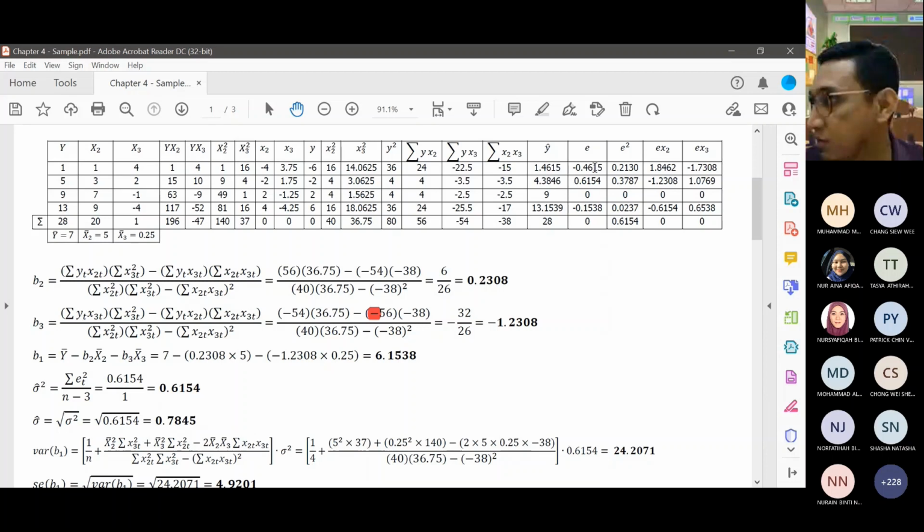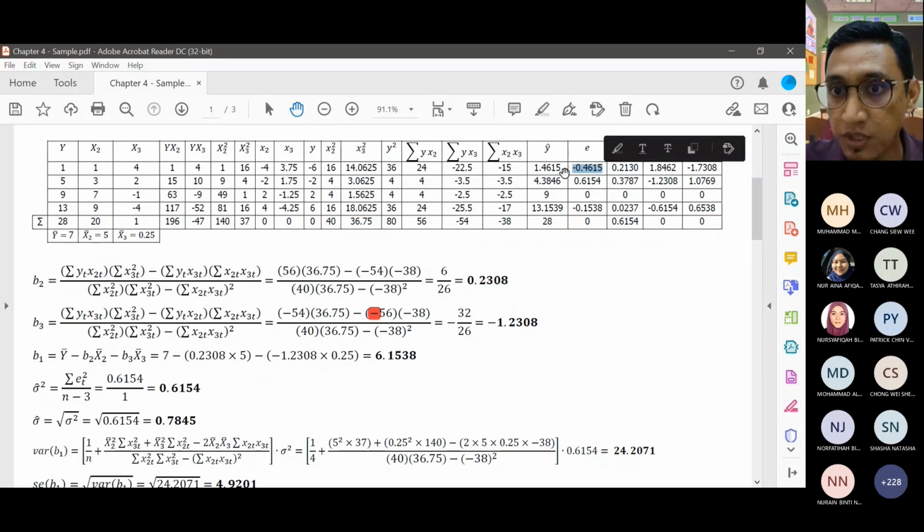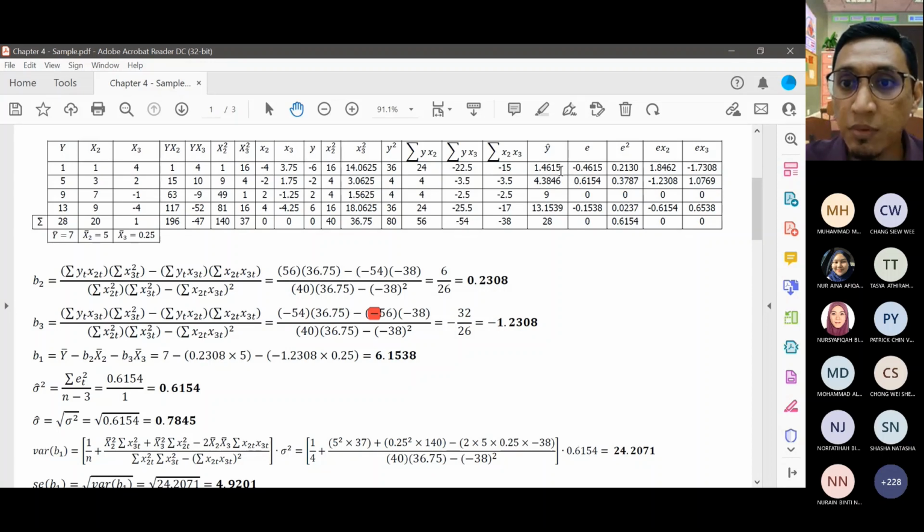Okay, then we proceed with the residuals. We know that the residual is equal to the actual y minus the estimated y. 1 minus 1.4615 is our residual, negative 0.4615. We have this negative sign here because in this case, our predicted y is larger than our actual y. We do the same for the second observation, 5 minus 4.3846 to get 0.6154. Here, of course, we have 9 minus 9 equal to 0. And 13 minus 13.1539, we get negative 0.1538.